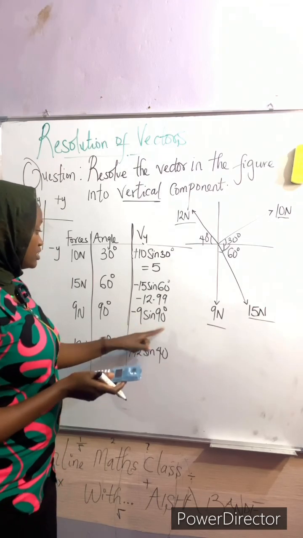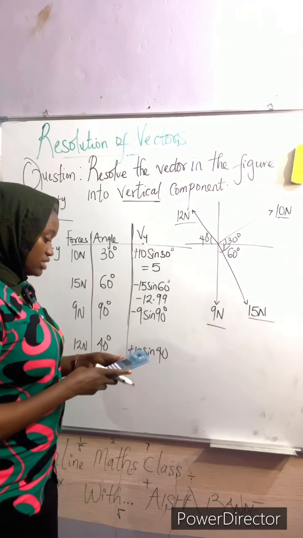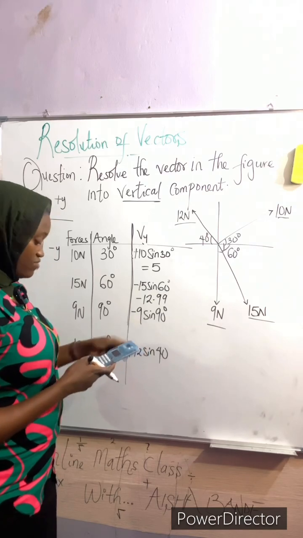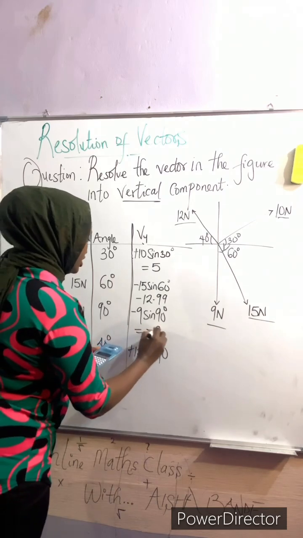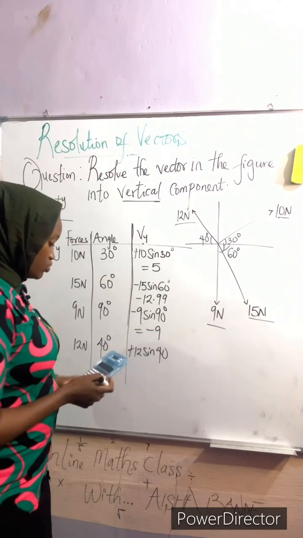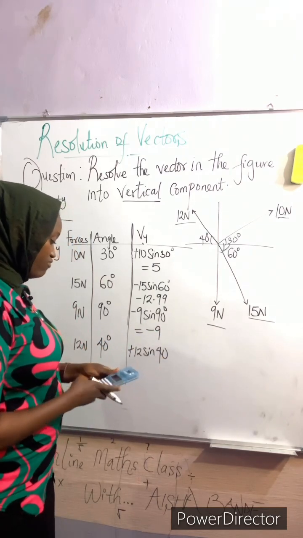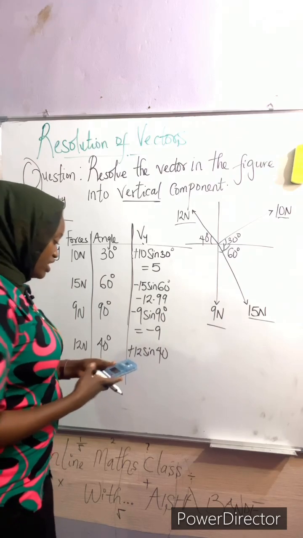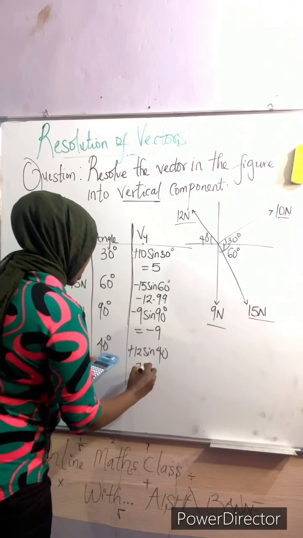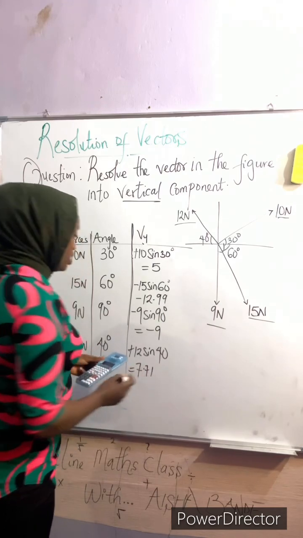The third one now is sine 90. We multiply by what we have here, which is minus 9, and this gives us minus 9. Moving on to the fourth one, what we have is sine 40. We punch sine 40 on the calculator times plus 12. The final answer here is 7.71 to 2 decimal places.